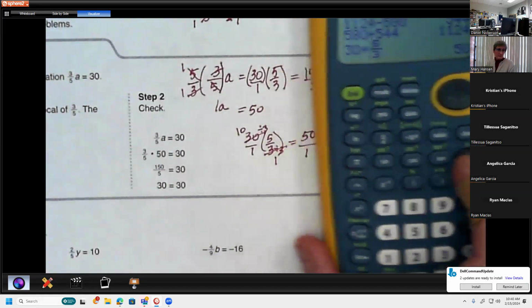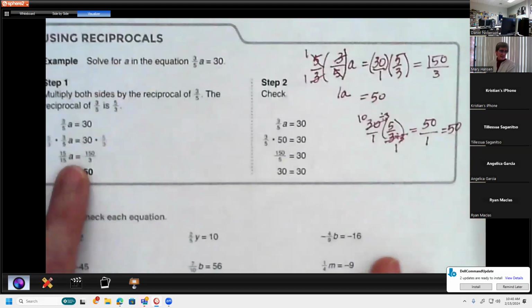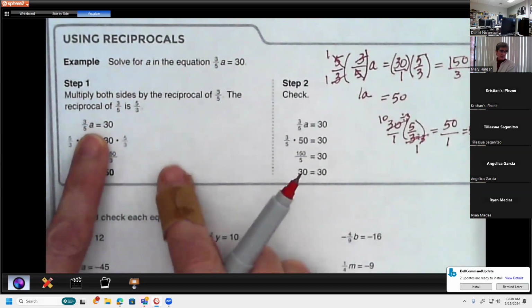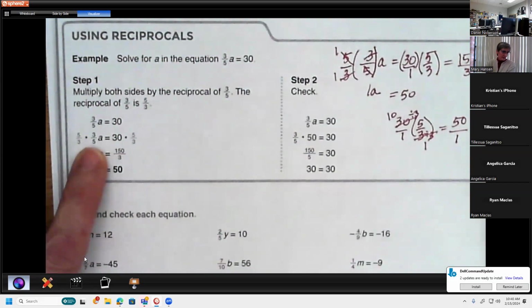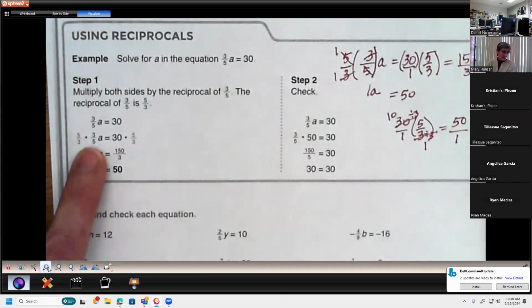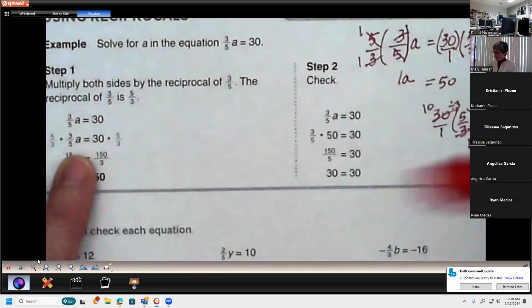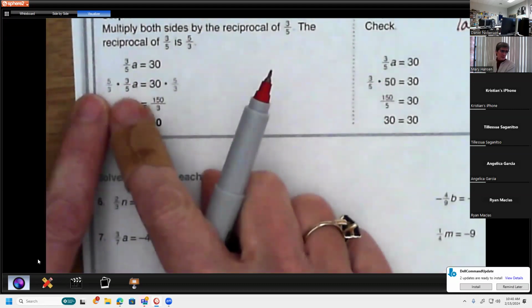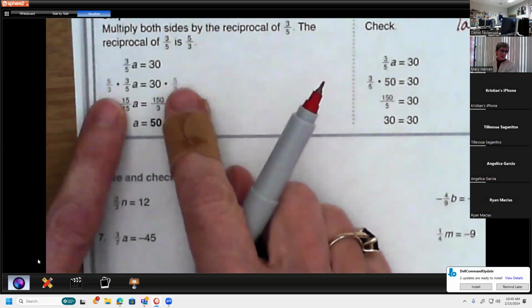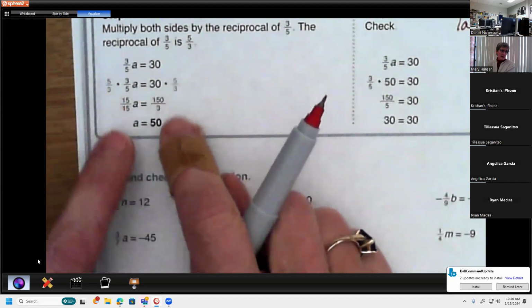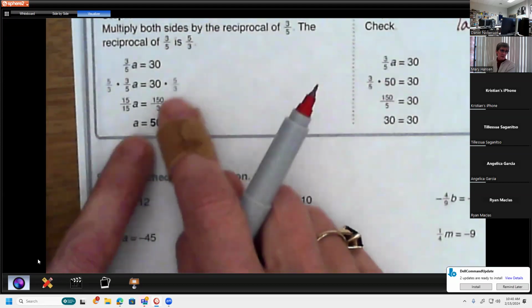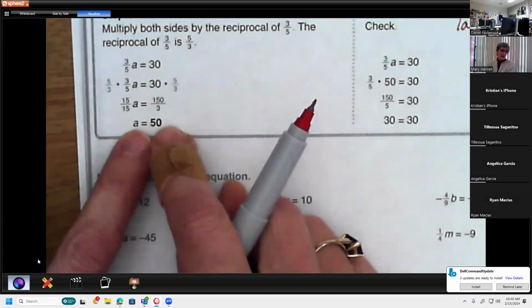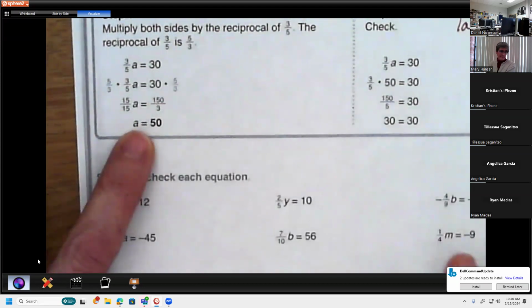Okay. So step 1 is you've got a fraction being multiplied times your variable. You flip the fraction over to get the reciprocal. And you multiply that reciprocal times the number that's in front of the variable, and you do the same thing to both sides. And that reciprocal knocks out the fraction, gives you just your variable, and then you have to simplify the other side to get 50.